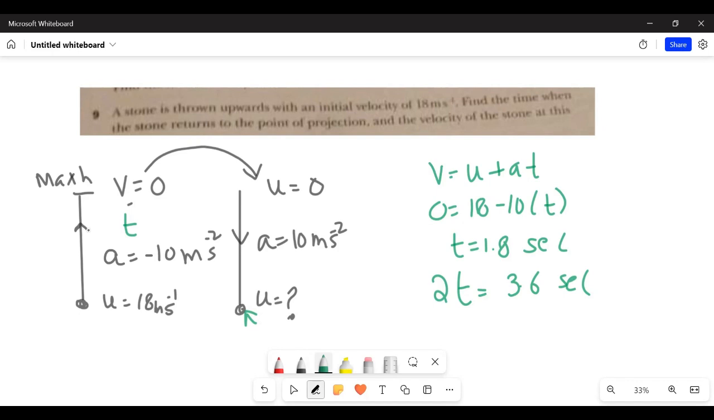And the velocity of the stone at this point. Okay. So when it's coming down, what's the final velocity? So we need v.